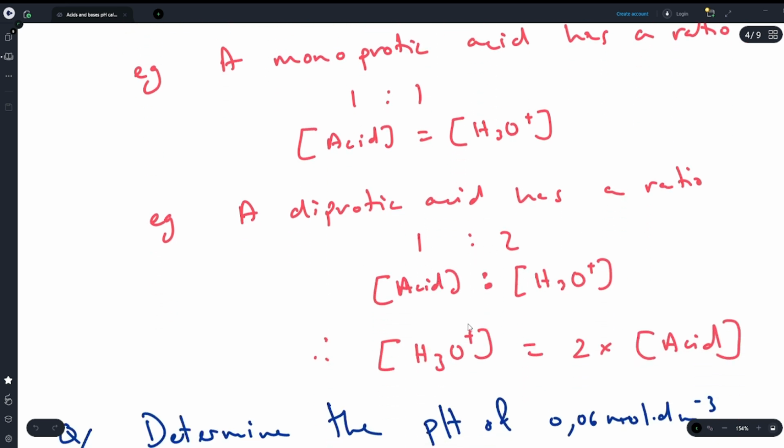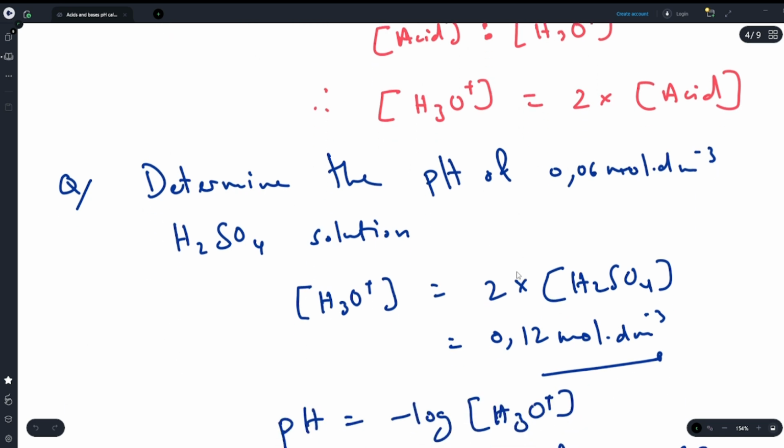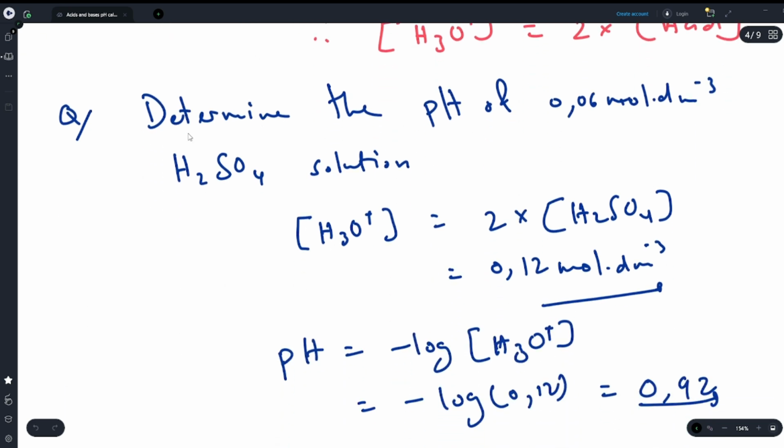If it's diprotic, then the ratio is 1:2. So the concentration of H3O plus will be twice the concentration of the acid. If it was triprotic, then the concentration of H3O plus would be 3 times the concentration of the acid. So let's look at this for this next question and watch how we won't even have to write down the hydrolysis equation.